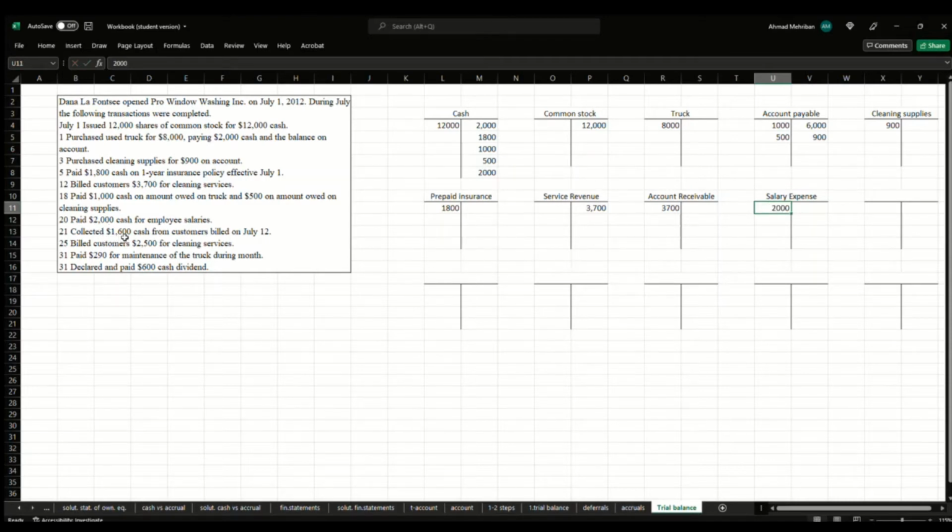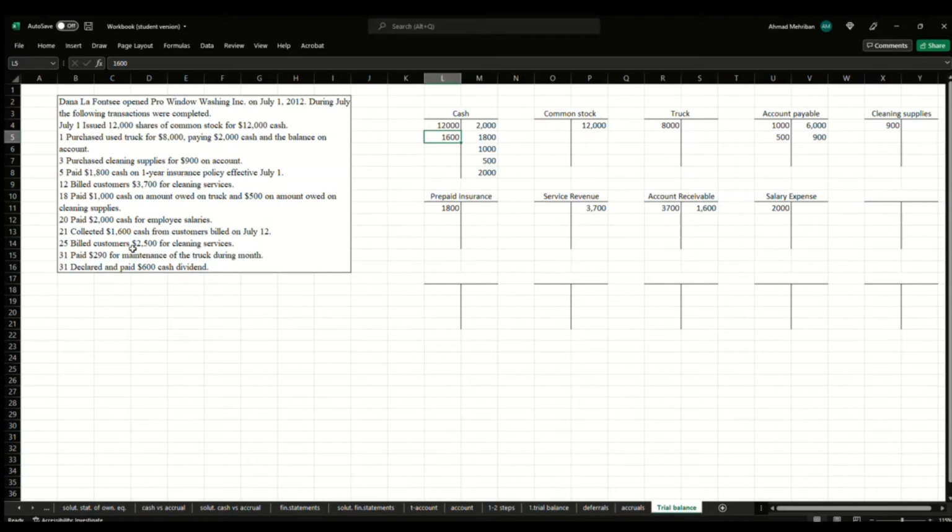Collected 1,600 cash from customers billed on July 12. So on July 12, we billed our customers 3,700 for cleaning services. So cleaning services we showed here. The accounts receivable, how much they owed us, we showed here. Now we collected that amount. Collecting that amount means that now we are owed less from our customers. So we entered 1,600, and since we received that amount in cash, we added to our debit cash.